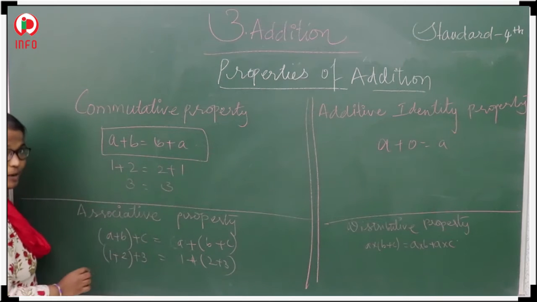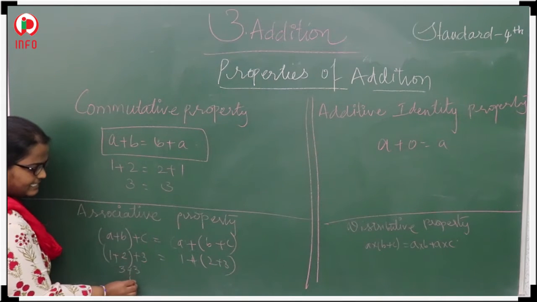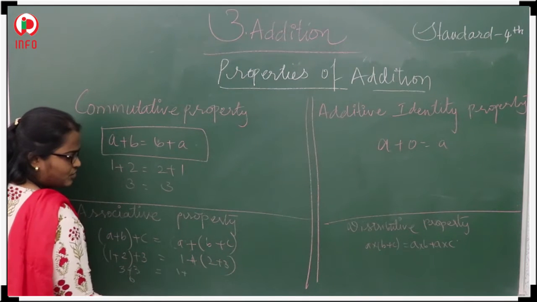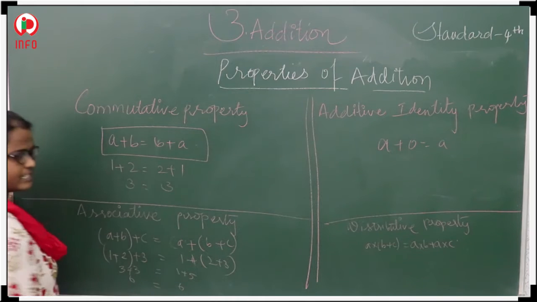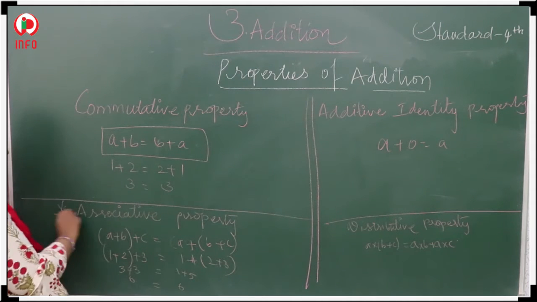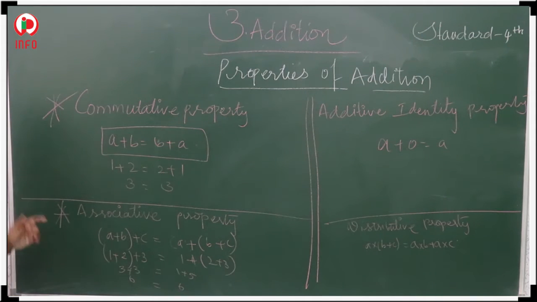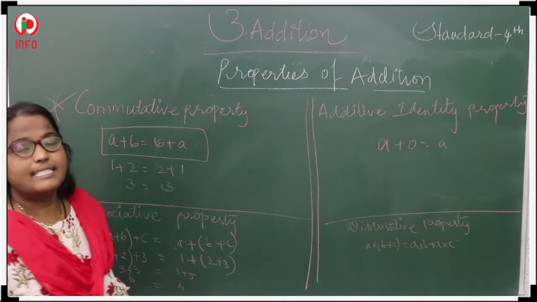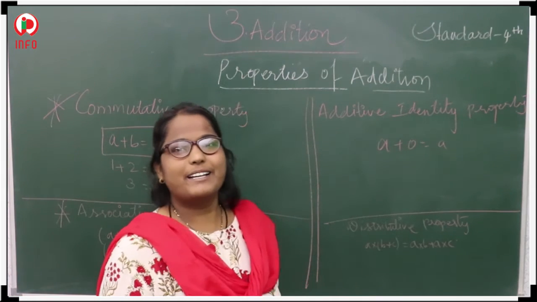So 1 plus 2 how much, children? 3. Good. 3 plus 3 is 6. 1 plus 2 plus 3, how much? 6. So both are the same, children? Yes. So this is called the associative property and this is the commutative property. Here we add only 2 numbers, and here we add more than 2 numbers, that means 3 numbers.